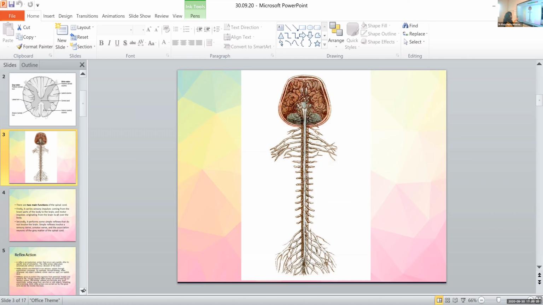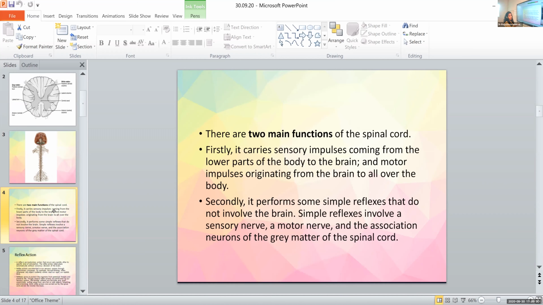And mainly the spinal cord has two main functions. Write down. Firstly, it carries sensory impulses coming from the lower parts of the body to the brain, and motor impulses originating from the brain to all over the body. That is what we just discussed. From different parts of the body, we have the sensory information, so it has to be processed. We take all that information, and through the spinal cord, it reaches the brain.